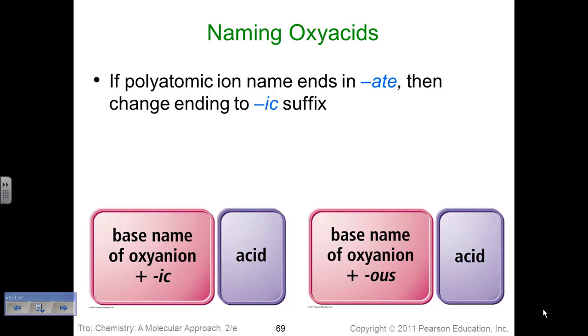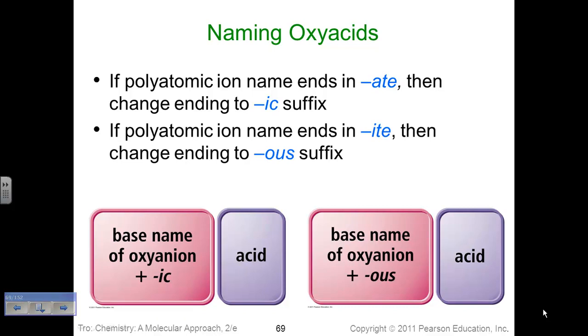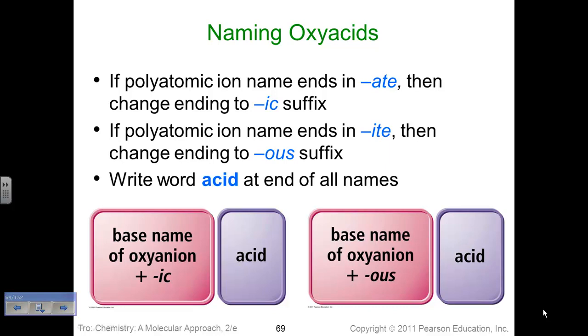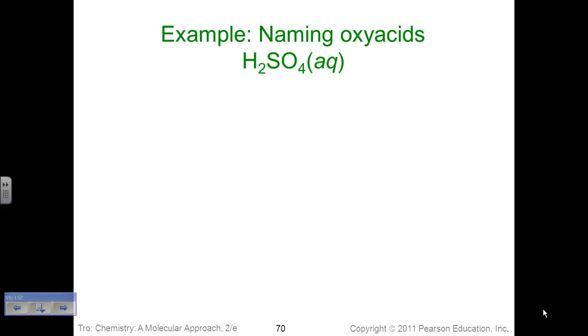If the polyatomic ending was originally ate, the ending gets changed to ic. If the polyatomic ion originally ended with ite, nitrite, sulfite, phosphite, and so forth, the rule says to name it as an acid, change the ite to an ous ending. Find the original name of that polyatomic ion on your chart. Ate turns to ic, and ite turns to ous, and we've named it as an acid. Let's consider some examples of oxyacids.